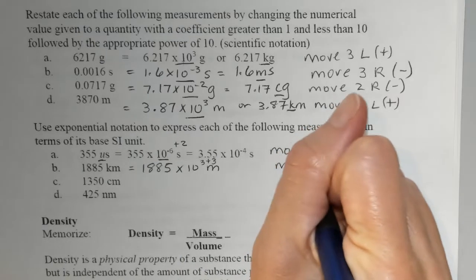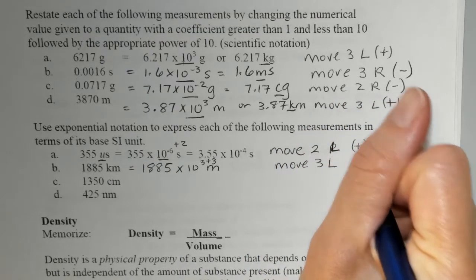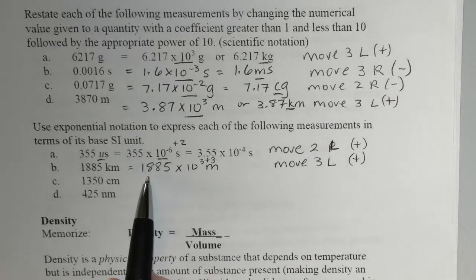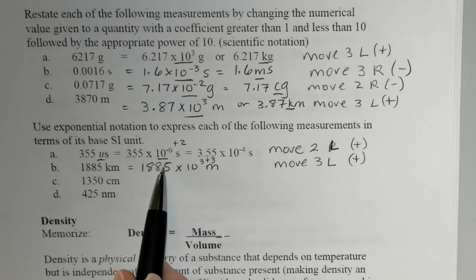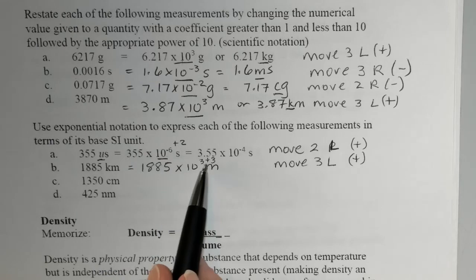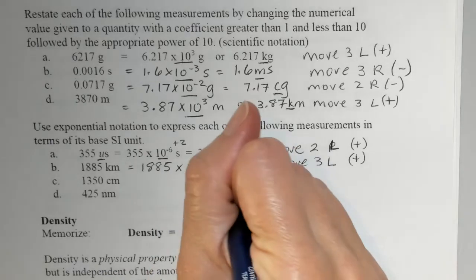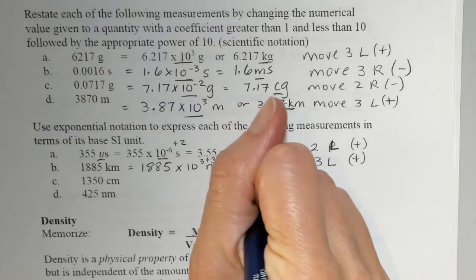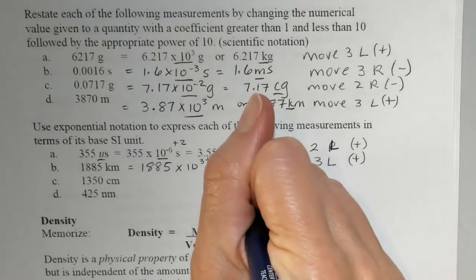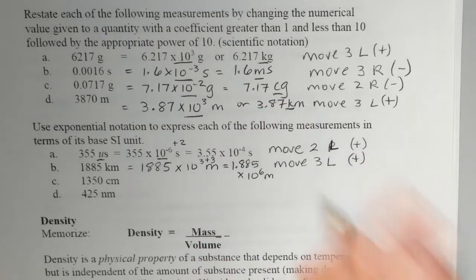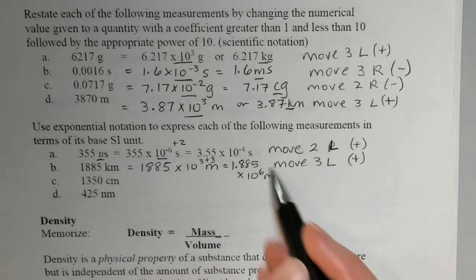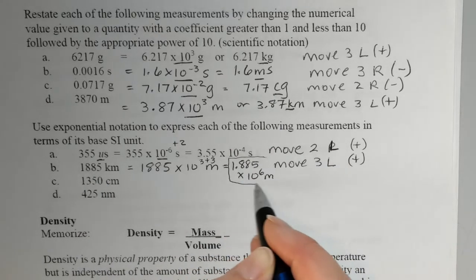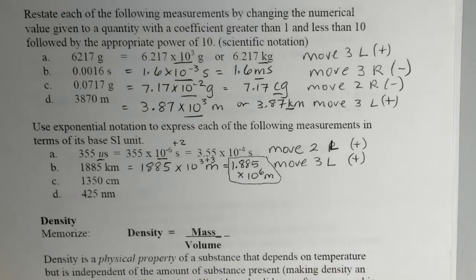For the second one here, we moved 3 to the left, so we're adding 3. So the 1,885 times 10 to the third, when we move that decimal 3 spots to the left, we're going to add another 3 to the power. So 1.885, I should have left myself more space, sorry, times 10 to the 6 meters. So 1,885 kilometers is the same as saying 1.885 times 10 to the 6 meters.